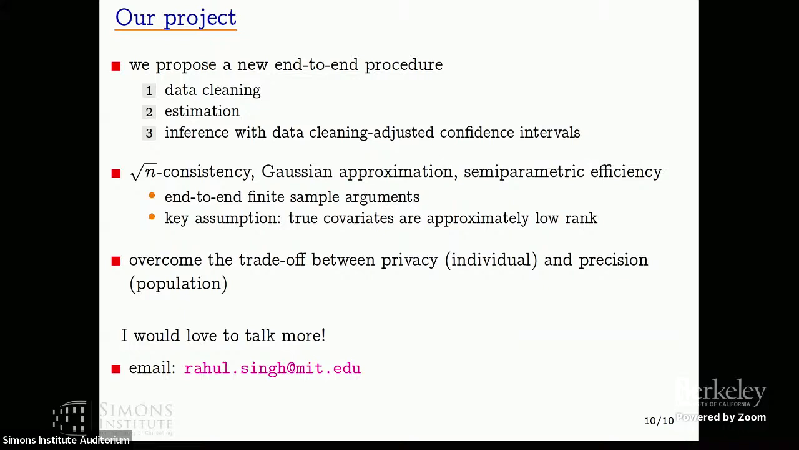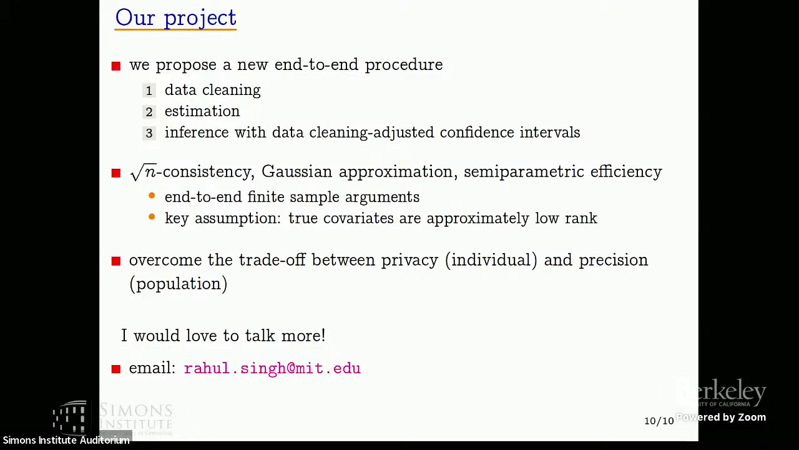And here's what we propose in our project. We're going to propose an end-to-end procedure that includes data cleaning, estimation, and finally inference with a data cleaning adjusted confidence interval. Theoretically, we'll prove root n consistency, Gaussian approximation, and semi-parametric efficiency. Throughout, it's going to be finite sample arguments at each step.